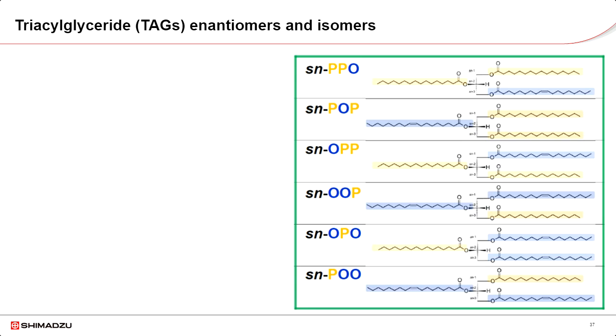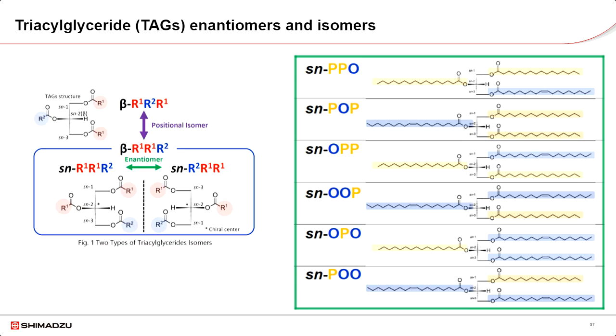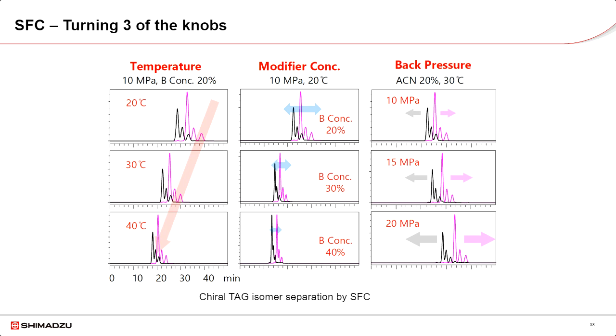Within the world of lipidomics, we can also find situations where naturally occurring triglycerides contain both enantiomers and positional isomers. These separations are rife for the use of chiral columns as well to optimize separation. So we've mentioned how we have the extra knob of back pressure in SFC versus LC or GC. So let's see how that's actually going to affect real separation.